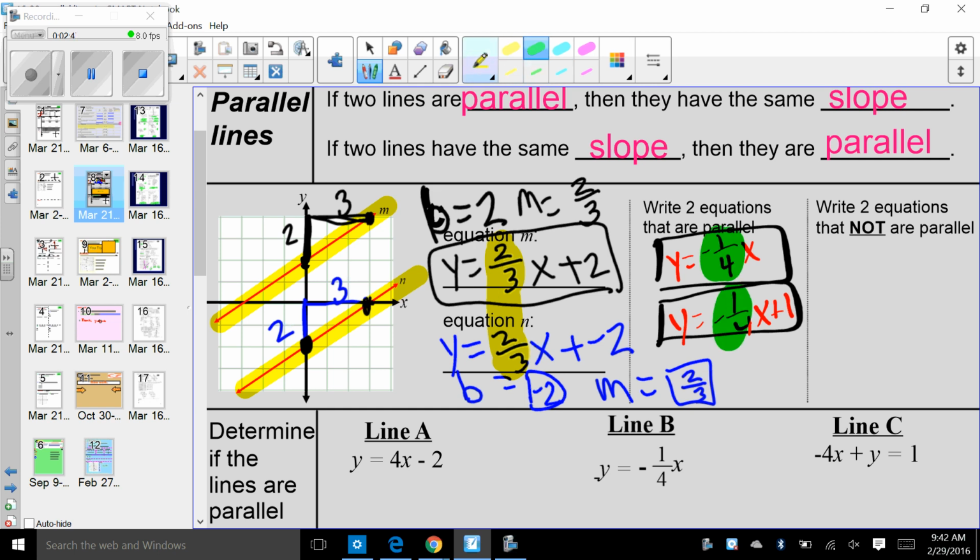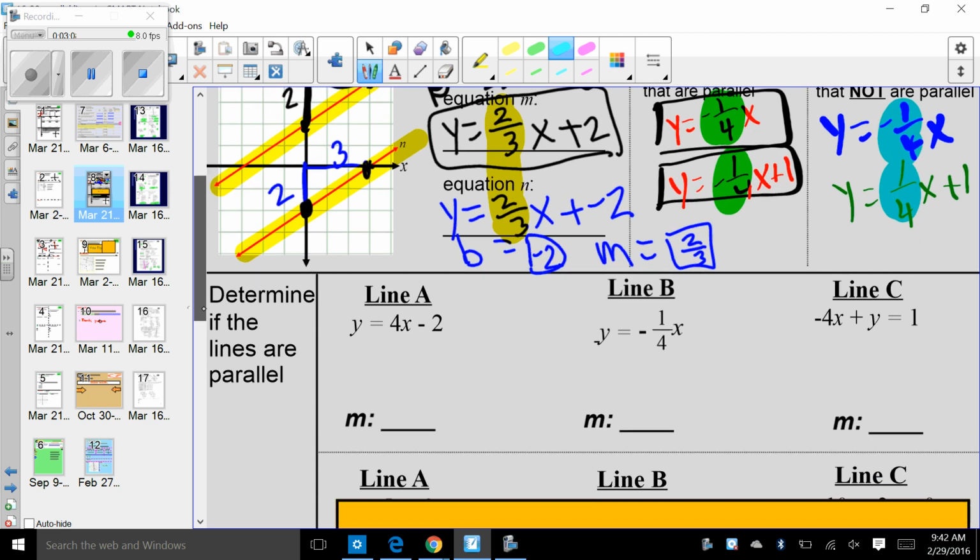Parallel lines. So two lines that are not parallel, the key is that they have different slopes. So we could say y equals -1/4 x again. And then we could say y equals +1/4 x plus 1. Different slopes. If I look at the slopes, they look similar, but a -1/4 and a +1/4 are different. They'd actually intersect or hit each other. So there's some ideas of parallel lines versus not parallel.